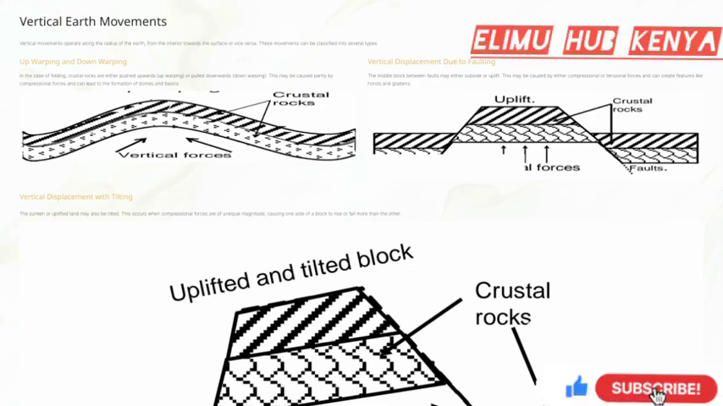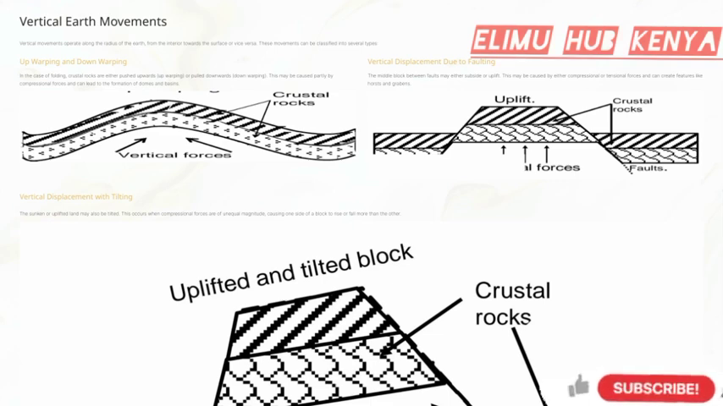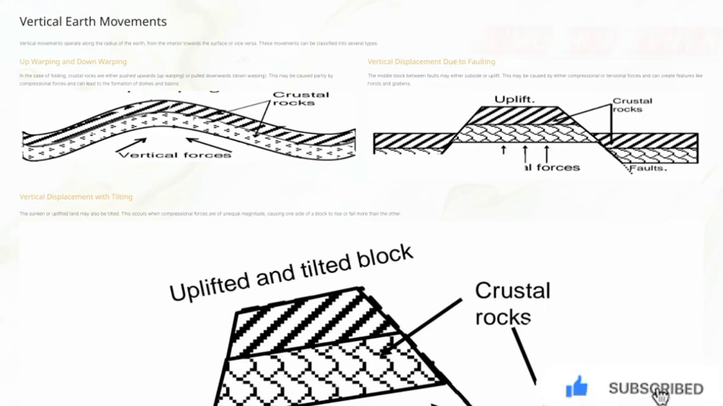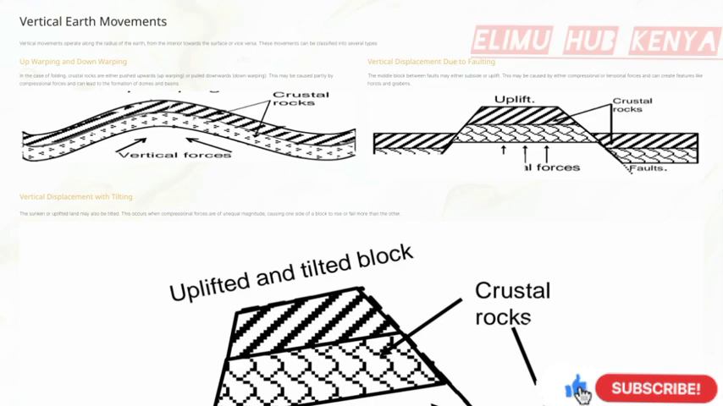Finally, there's vertical displacement with tilting. Sometimes, the land that is either uplifted or sunk can also tilt. This happens when the forces involved are of unequal strength, causing one side of a block to rise or fall more than the other. These tilting movements can create interesting and complex landforms. All these types of vertical movements are interconnected and contribute to the dynamic nature of Earth's surface, aligning with our overall theme of understanding Earth's geological processes.